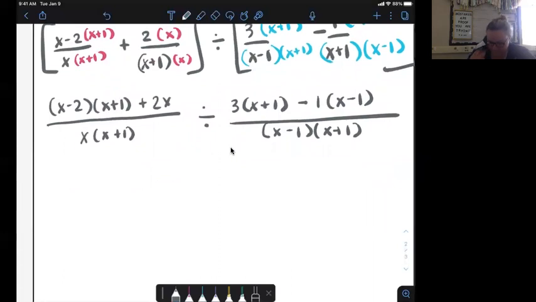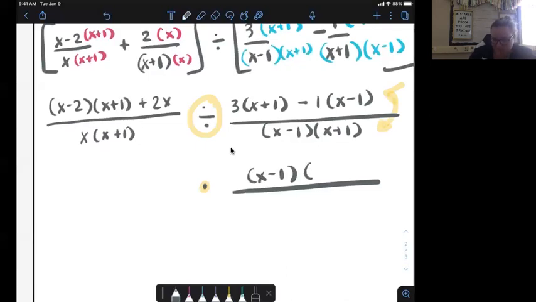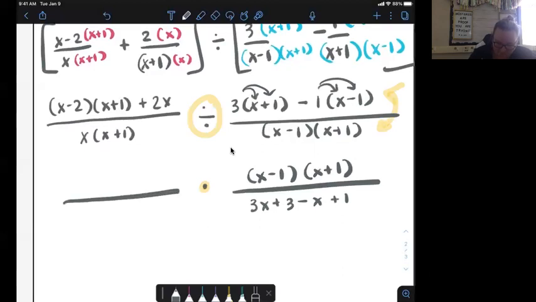Let's see. Now we need to change this to multiplication, sorry, and flip the second fraction. And when I do that, (x minus 1) times (x plus 1) is going to be in our numerator now. When I flip it, I'm going to go ahead and also distribute and simplify. So we're going to have 3x plus 3 minus x plus 1. And this first fraction we are going to have (x minus 2) times (x plus 1). So x times x, we have to distribute all this stuff. So x times x is x squared. x times 1 is x, negative 2x, negative 2, and then plus 2x.